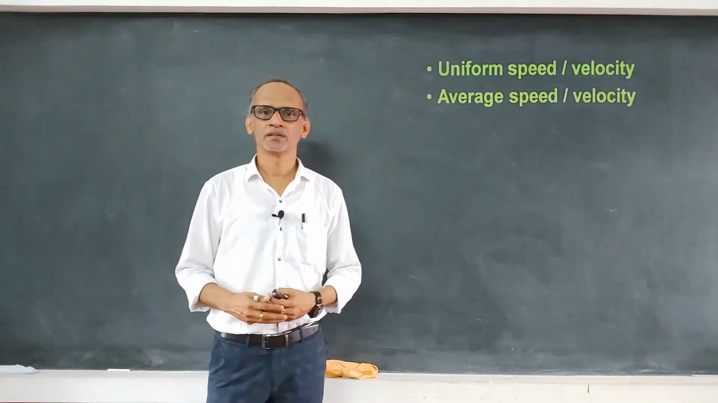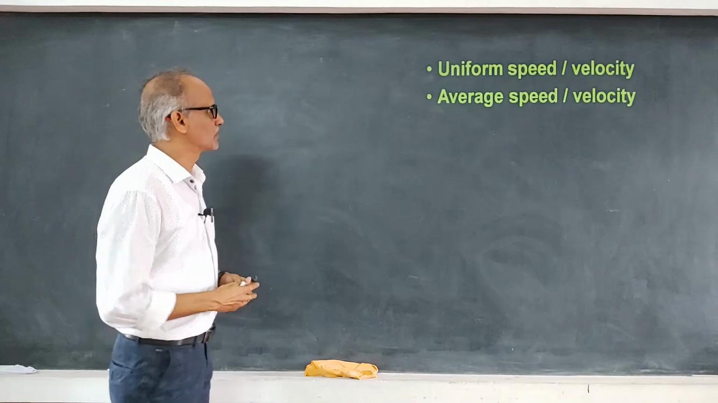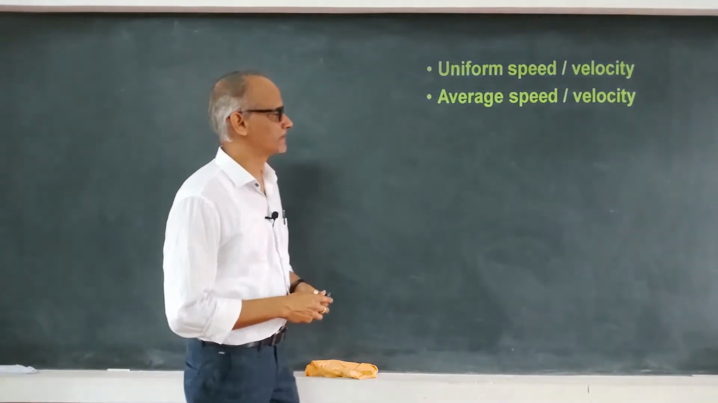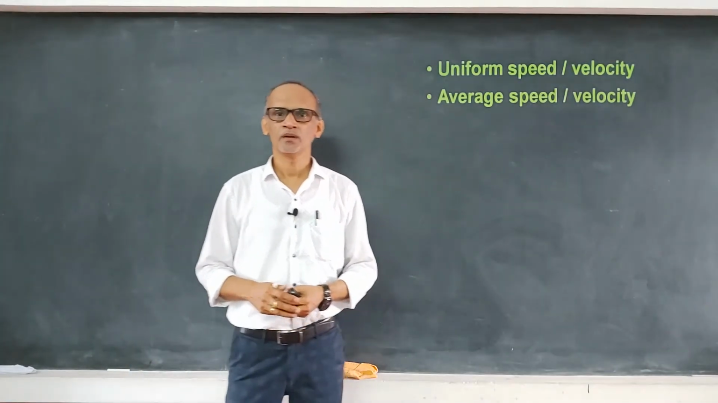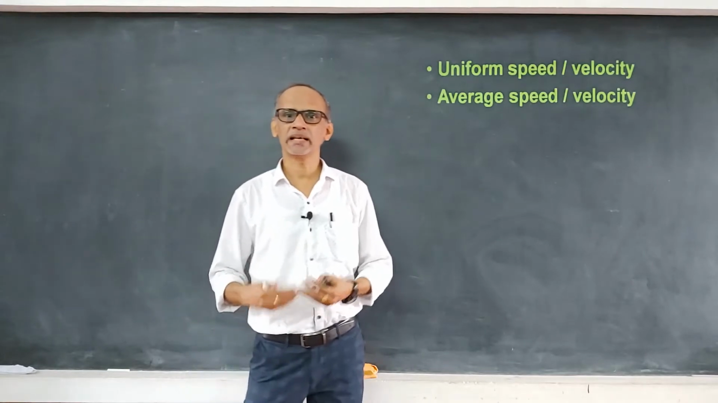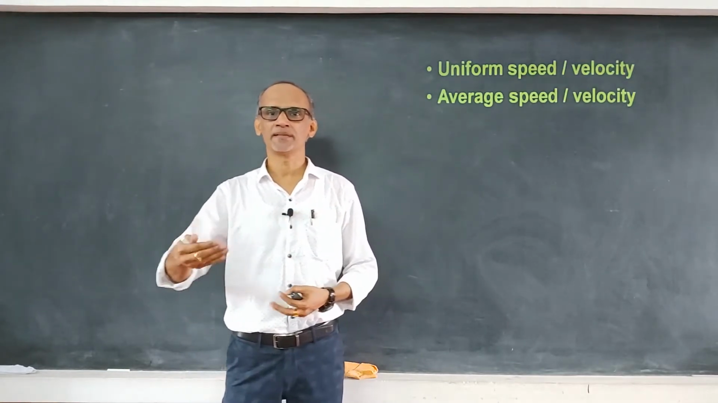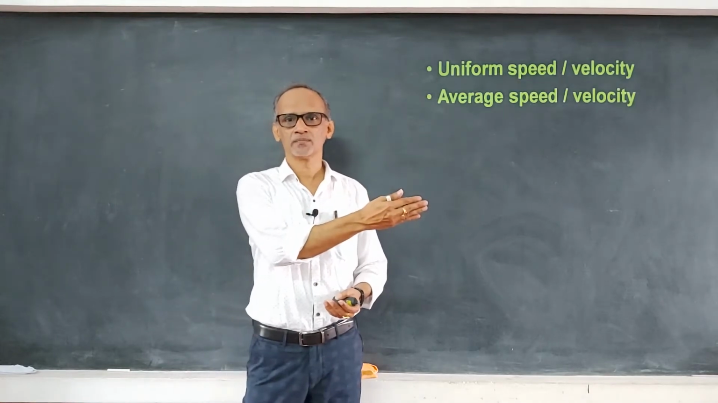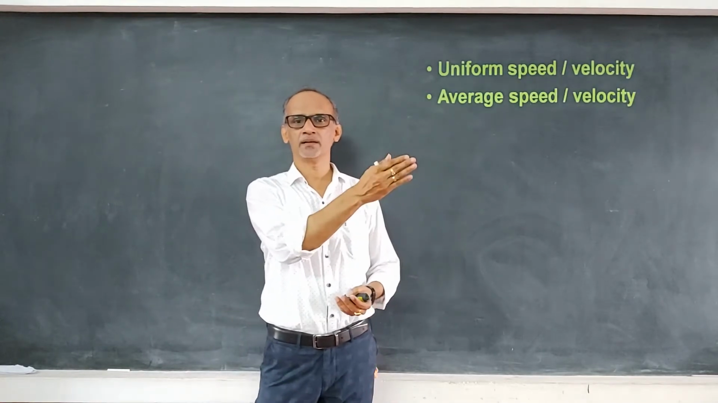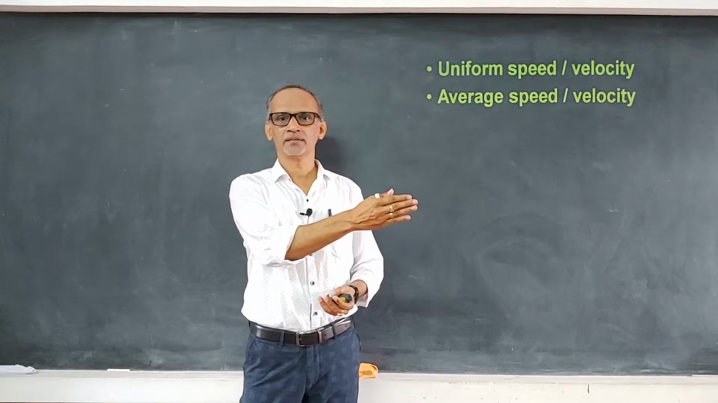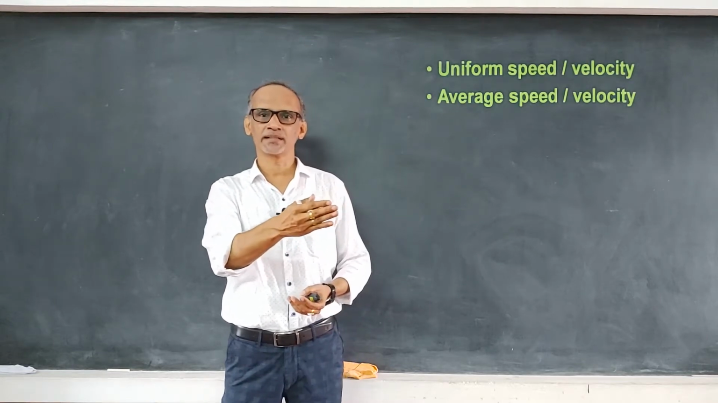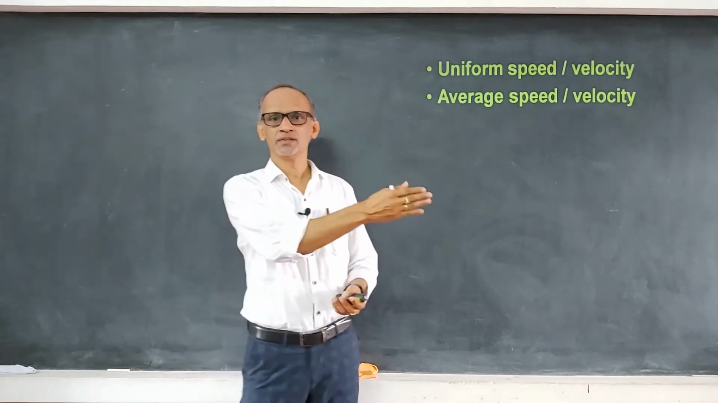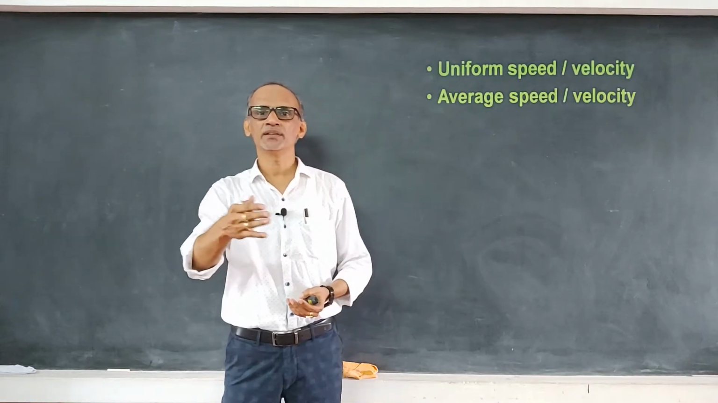Now let us learn something more about average speed and average velocity. When do we take the average? We take the average when the value changes, when the value varies. Suppose a car moves from a particular location, then its speed continuously changes, let us consider, because of heavy traffic.